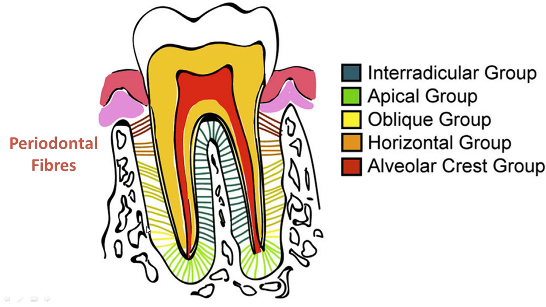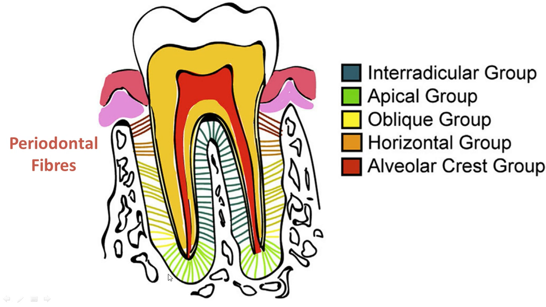Oblique group of fibers are the most abundant group of fibers, and here you can see that they are running in an apical direction. So here the difference is that the alveolar crest group of fibers are in a coronal direction, whereas in case of your oblique fibers, they're in an apical direction, and again they resist the tipping forces of the tooth. The tipping forces are resisted by the oblique group of fibers, and the most abundant fibers are also the oblique group of fibers.